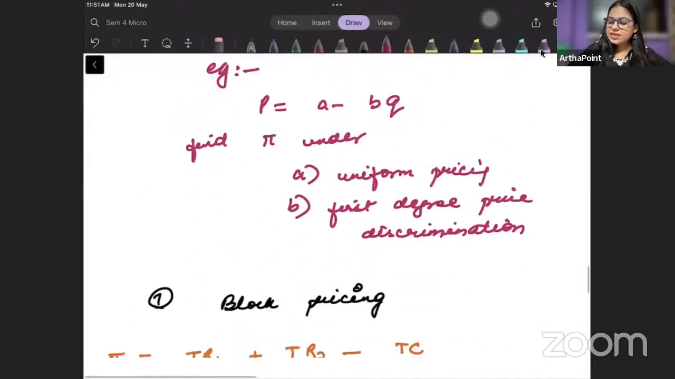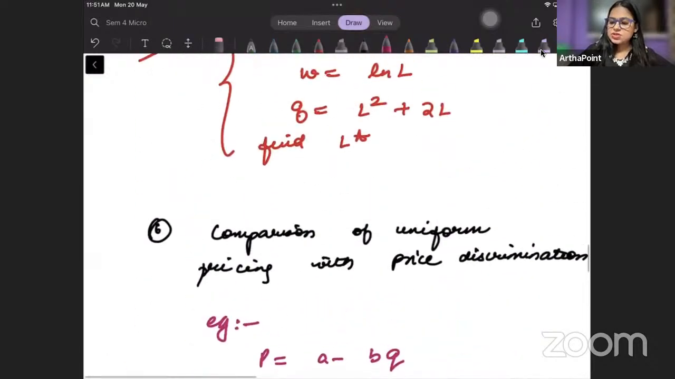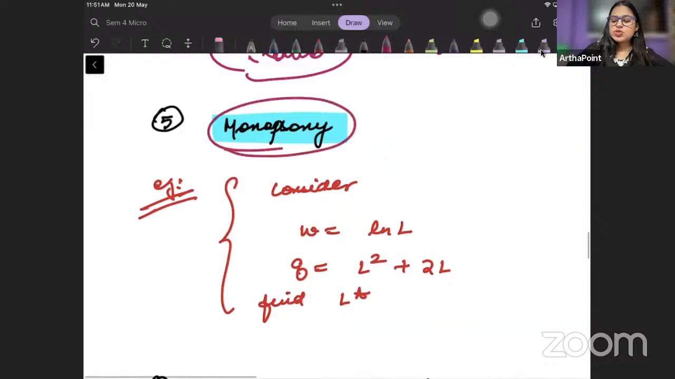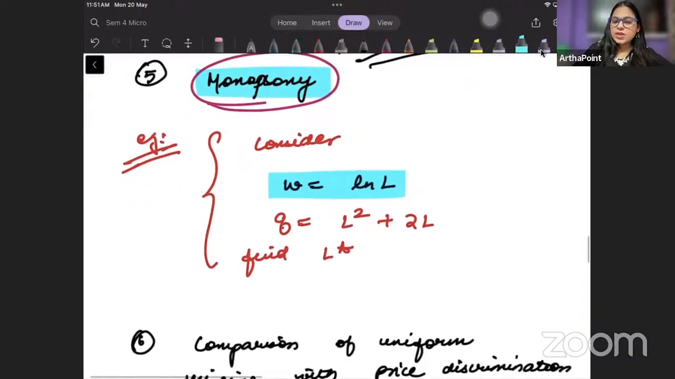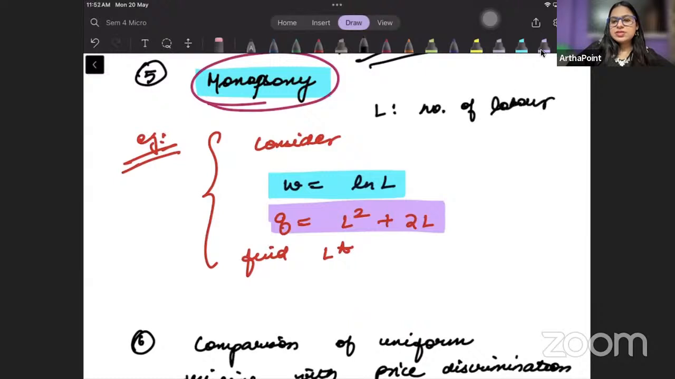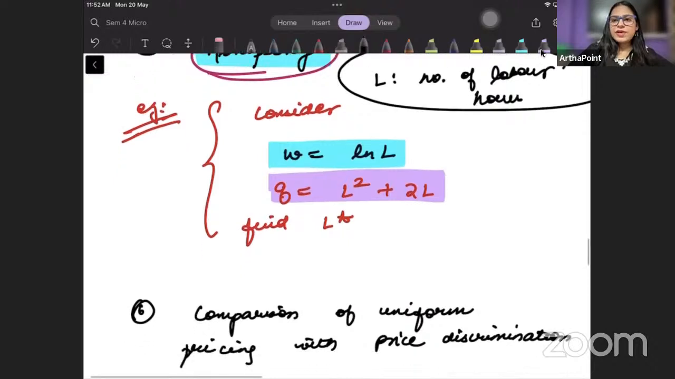Okay. Then the next thing that can be asked in exam, this is going to be related to monopsony. Again, I have done a recorded question and posted on the portal. Please try to look into that question also. So you will be given some wage function. आपको कोई एक wage function दे देंगे. And you will be given the quantity also as a function of labor. And you will be told that L represents the number of labor hours. And you will be asked to go ahead and find L star.